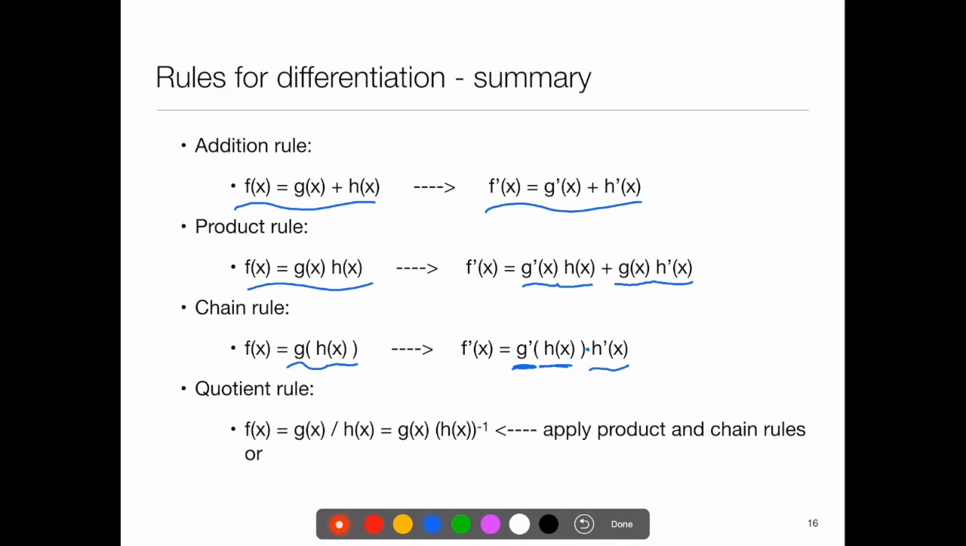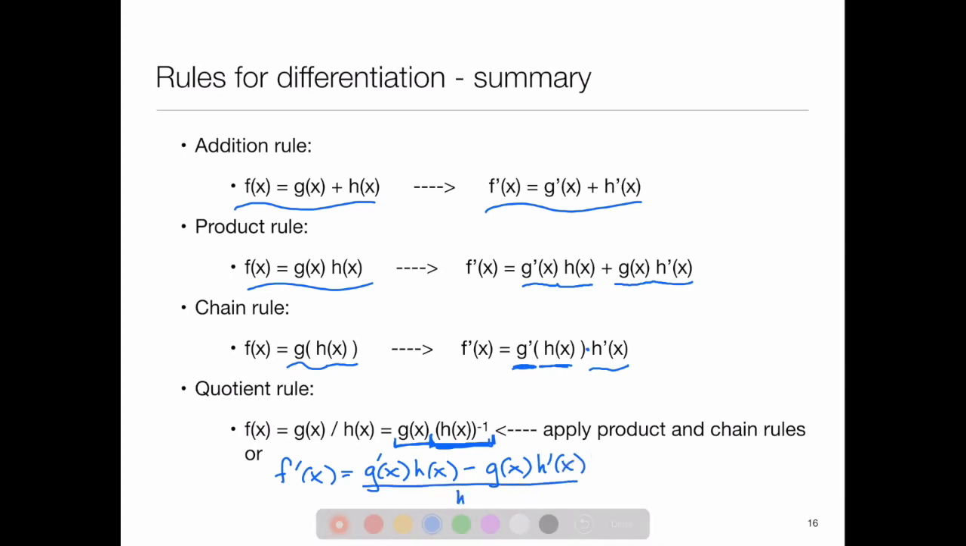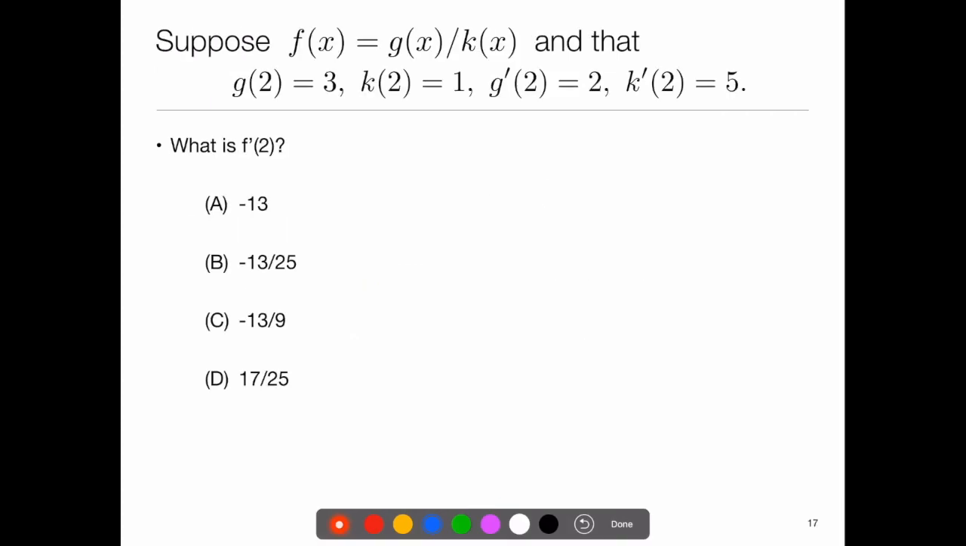For now, I'll just write it down, and that is f prime of x equals g prime of x h of x minus g of x h prime of x, all divided by h of x all squared. Okay, so let's go through a clicker question on that one. So I'll let you read through this question and think about it for a few minutes, and I'll wait for you to come back.